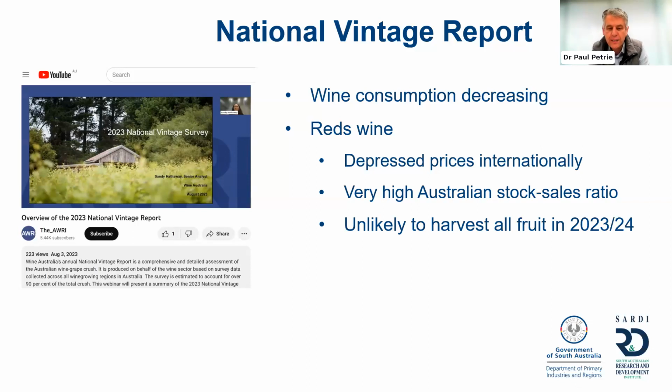So the take-home messages from the National Vintage Survey, or the position update, is that internationally wine consumption is decreasing. This is impacting especially on Australian red wines, where we're seeing depressed prices internationally. A very high stock to sales ratio. So basically we have a lot of wine in tank already. This is depressing local prices, and it means that we're unlikely to harvest all the fruit for the 23-24 vintage, so the upcoming vintage. So hence the relevance of the presentation on vineyard resting.